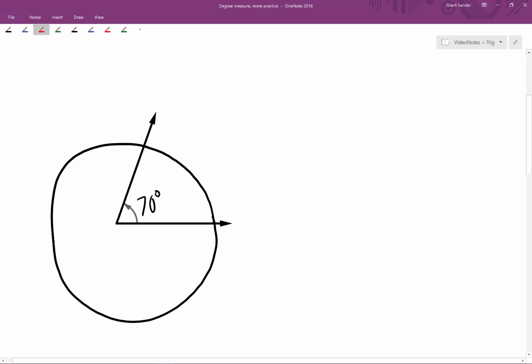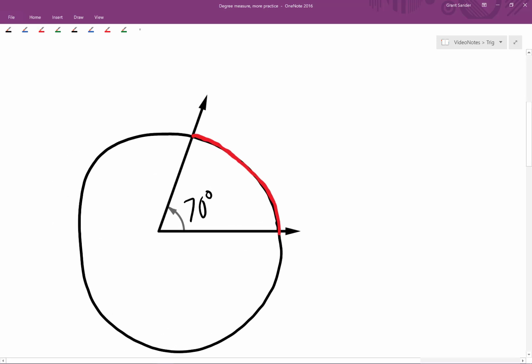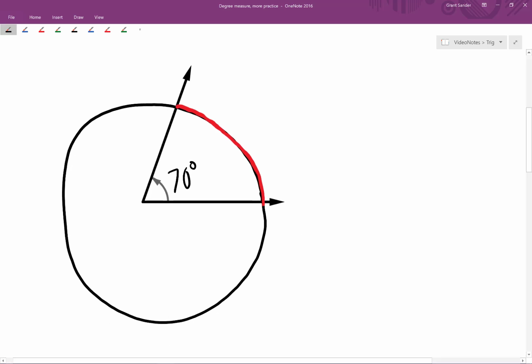What we're going to do is look at the arc subtended by the angle's rays along that circle. And when we talk about degree angle measure, what we're looking at is the size of that subtended arc relative to 1/360th of the circumference of the circle. So suppose this tiny little arc is 1/360th of the circumference of the circle.